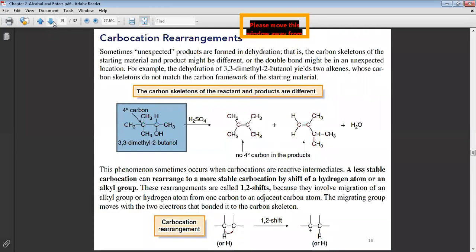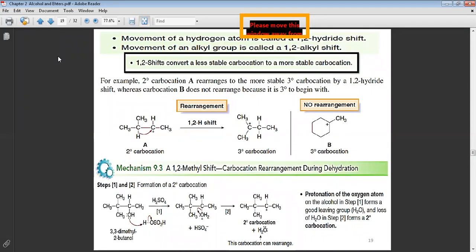Where is the mechanism? Here is the mechanism, look.